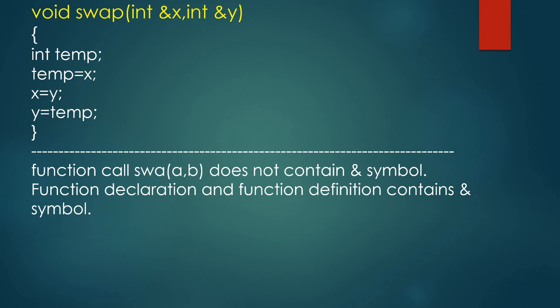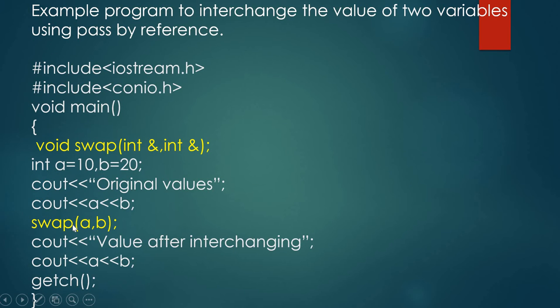That is, actually the changes are happening to some other variable. But those changes are happening to the original values, because actually the changes are happening to the address of the original value. That is why the original value is changing.